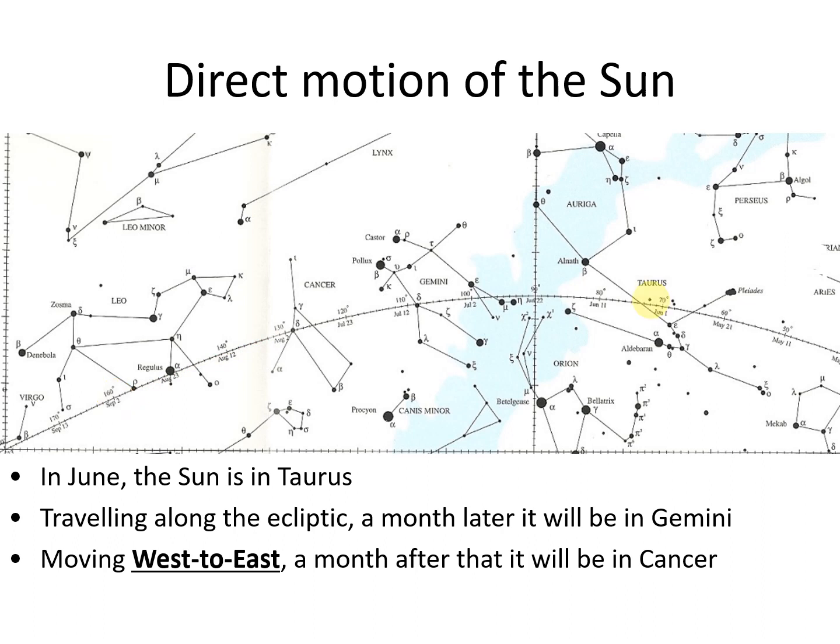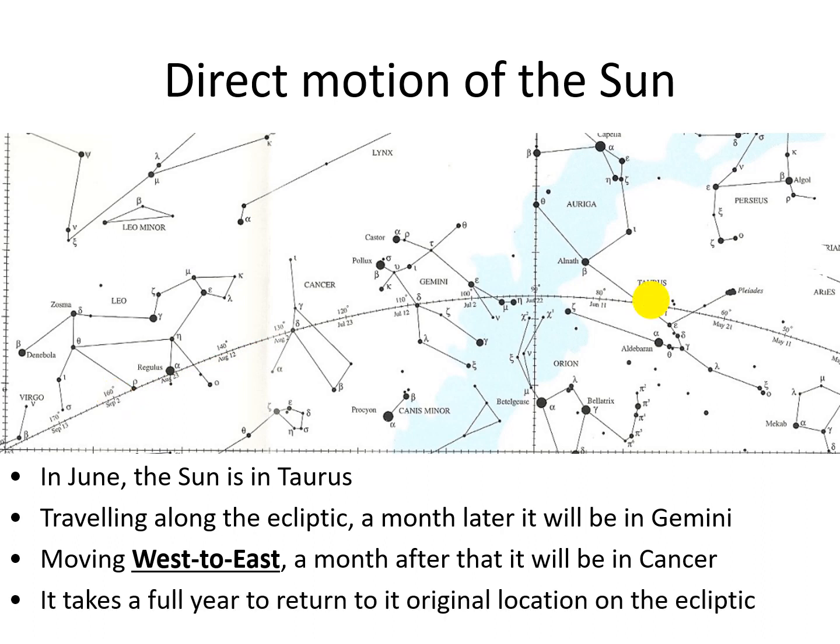So, for instance, we can consider the motion of the sun throughout the year. In leaps and bounds, very, very slowly, the sun travels west to east throughout the year. So for instance, in June, the sun is in Taurus, contrary to the actual zodiac sign. In June, Gemini is mostly what June is. But in June, the sun is actually in the constellation of Taurus.